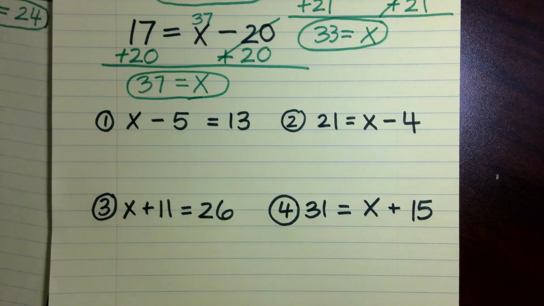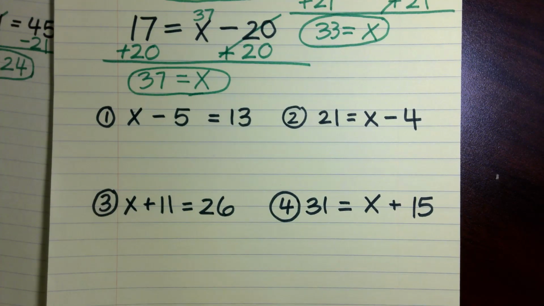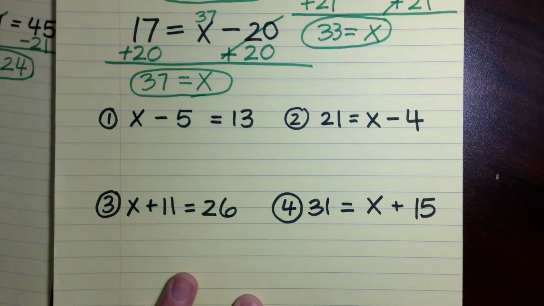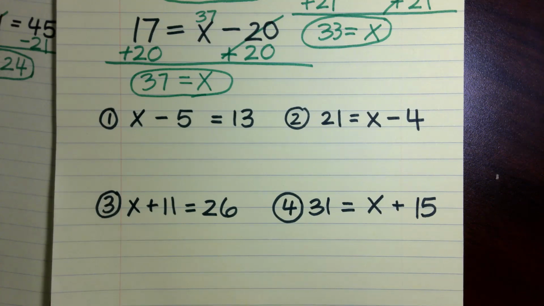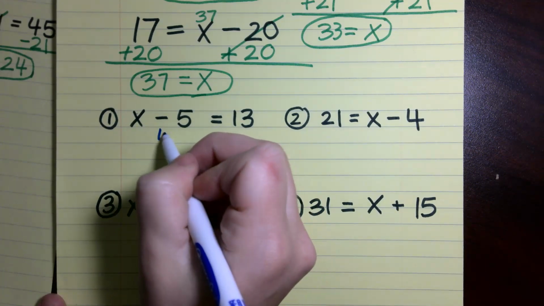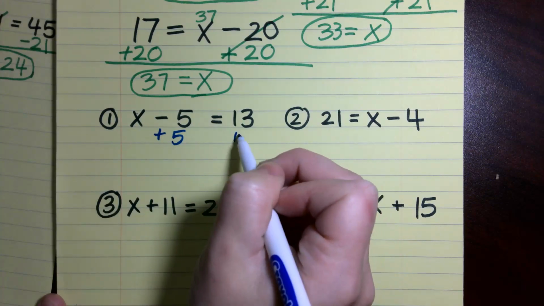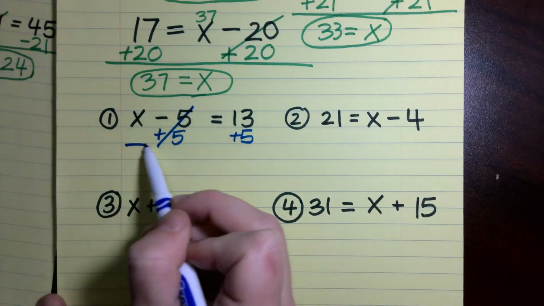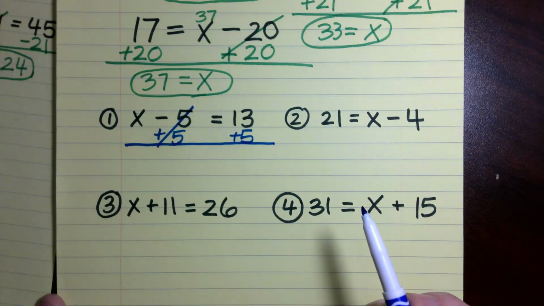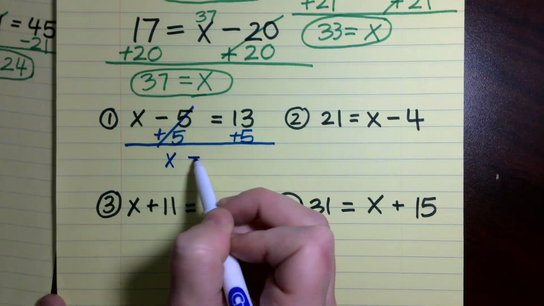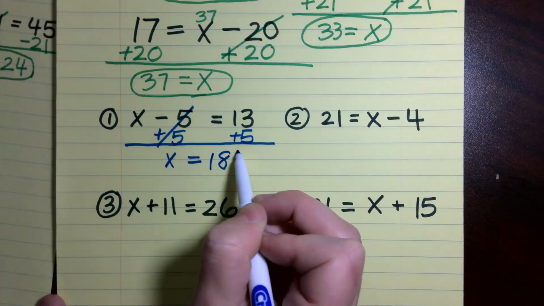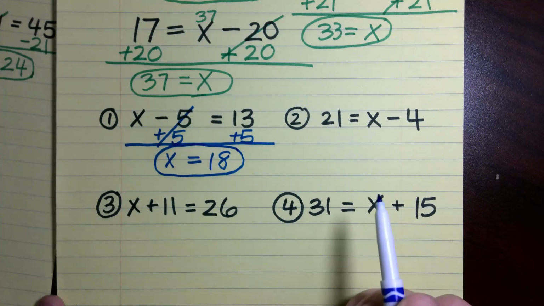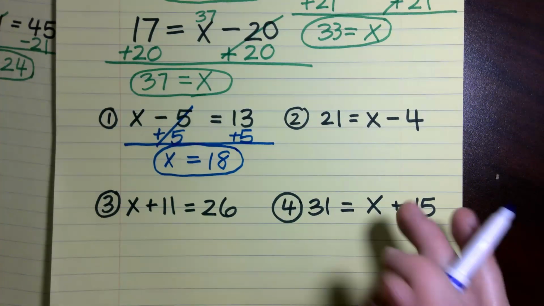Let's go ahead and look at these problems. So number 1, we have x minus 5 equals 13. What did you guys do first? Added 5. And then crossed that out and moved it over to 13 plus 5. Perfect. Now what? Drop my x down. x equals 18. Good. Did anyone get something different? Awesome.